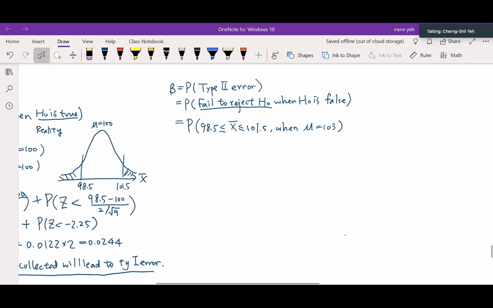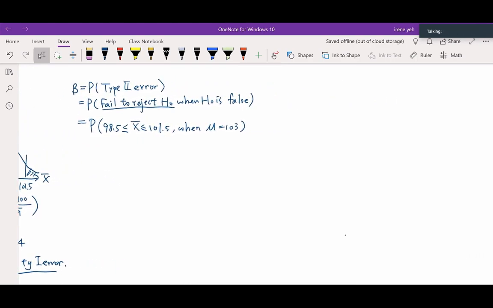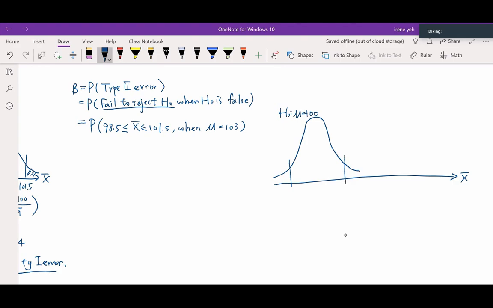I'm going to sketch it right here. Okay, this is my sample average. My hypothesized mean is 100. This is how we establish the acceptance region, confidence interval, right? Upper and lower bounds are 98.5 and 101.5.